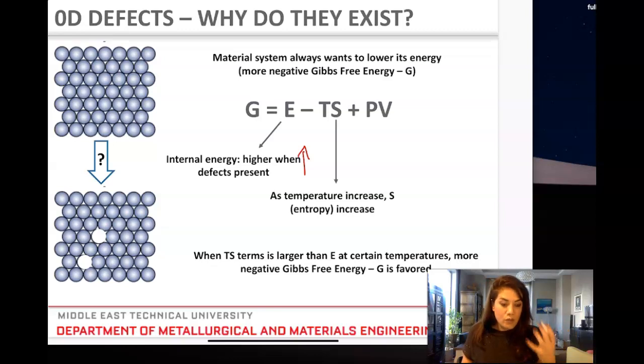This internal energy is increasing, but my temperature is also increasing, the T term, as well as the entropy term. So the energy term, being positive, is still increasing, but if this T times S, temperature times the entropy term, increases even more than that term, then what happens? The Gibbs free energy is lowered, a lot more negative. So the system prefers to form these vacancies.